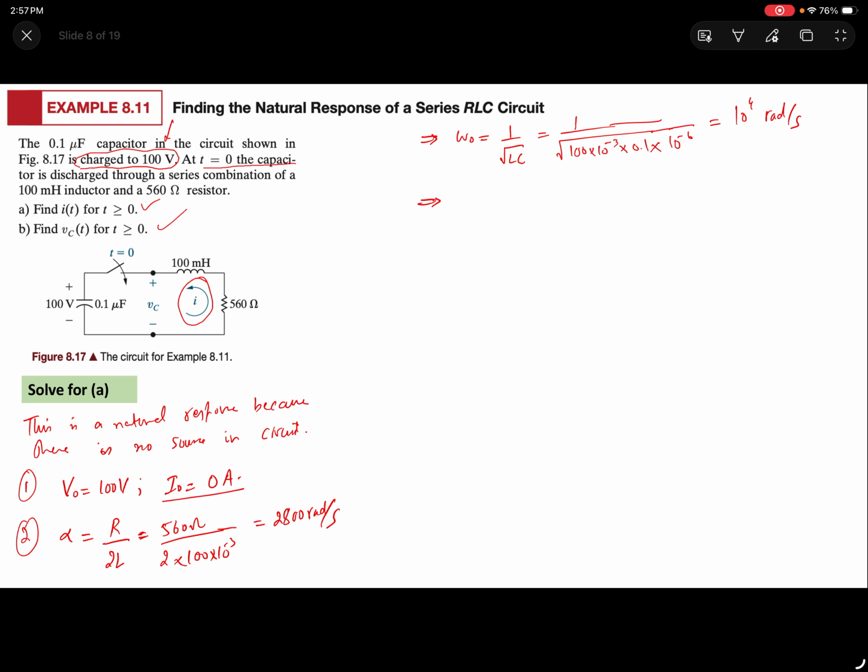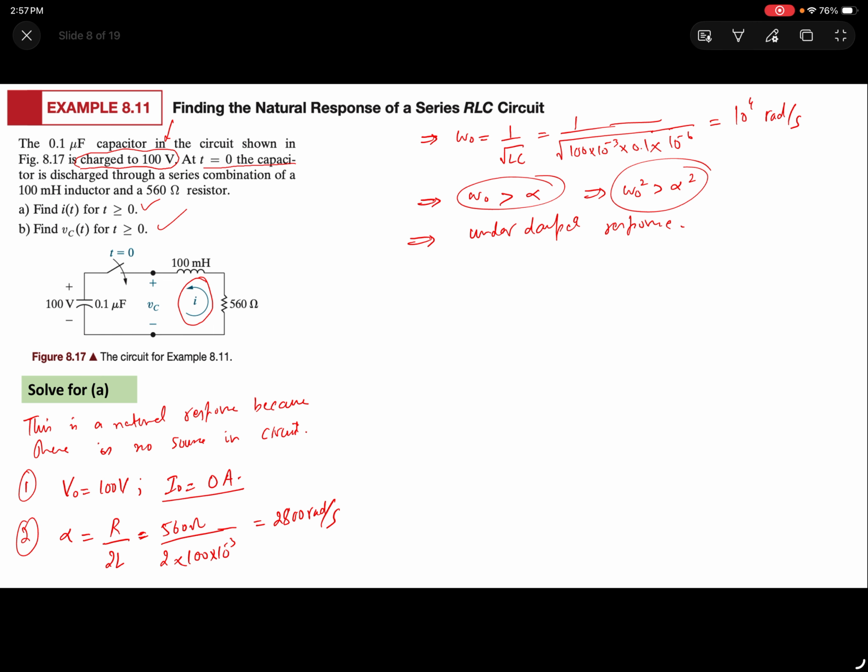So from this we can see that my omega naught is greater than alpha, right? If omega naught squared is greater than alpha squared, the roots of the characteristic equation will become complex conjugates, and the solution will become underdamped. So it should be an underdamped response.